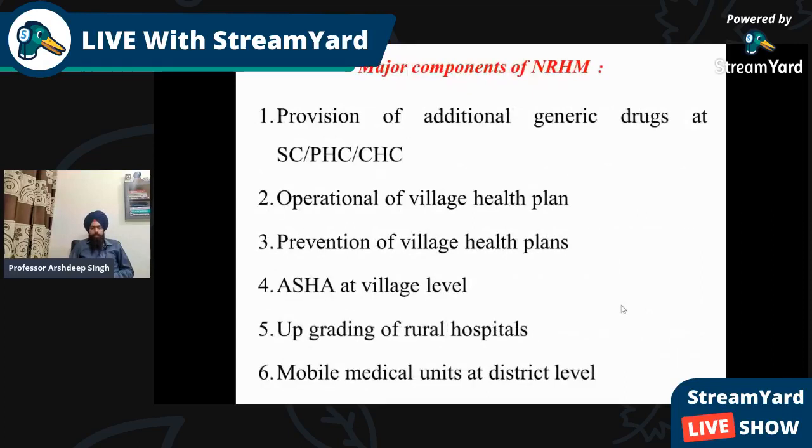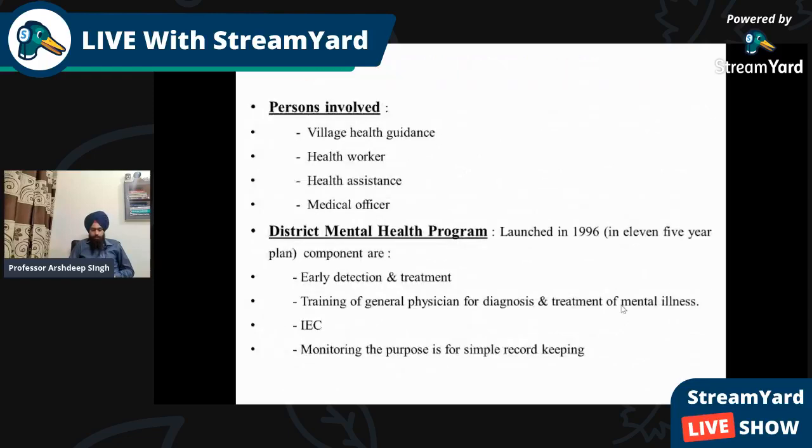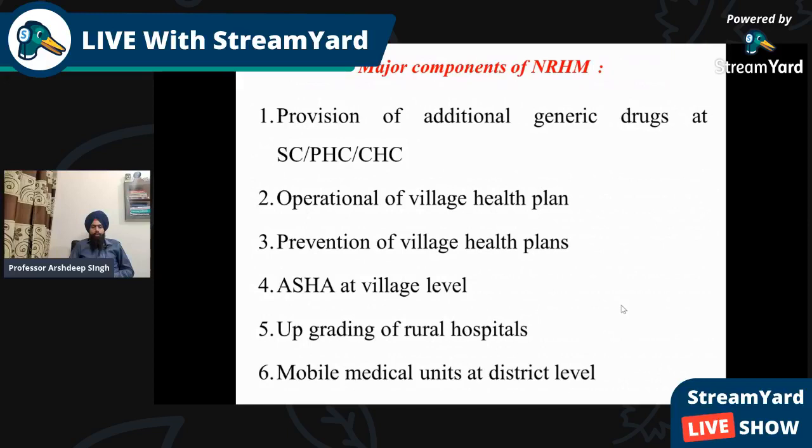Okay. Next are the major components of NRHM. So what are the major components? First is provision of additional generic drugs at subcenters, PHCs and CHCs. Generic drugs would be available at these centers so that cost-effective medicine services could be provided at the subcenter, PHC and CHC levels.